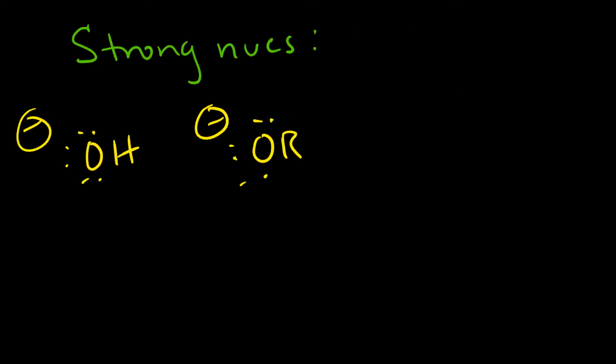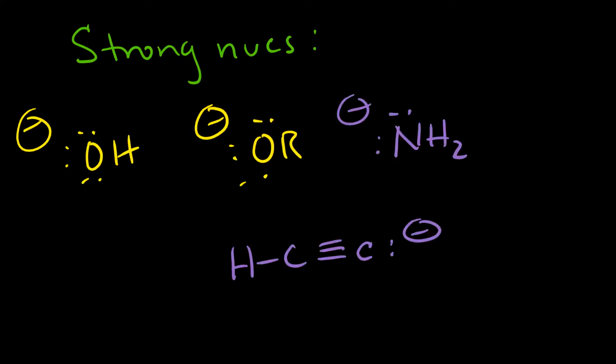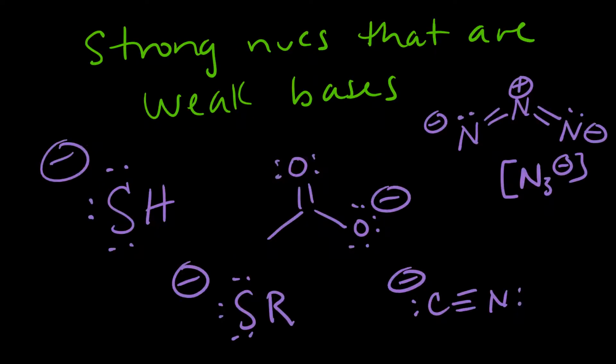We already talked about a couple of strong nucleophiles. So these hydroxides, the alkoxides, those are very strong. But here are a few others. Negatively charged nitrogen nucleophiles or negatively charged carbon nucleophiles are going to be examples of very strong nucleophiles.